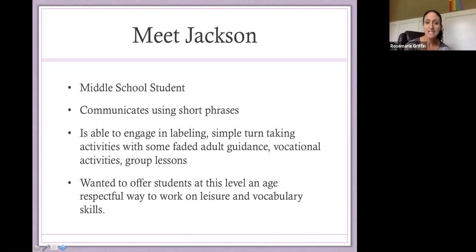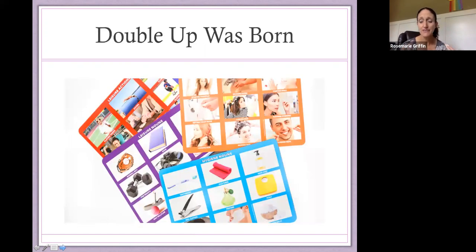They engage in vocational activities, group lessons, cooperative group lessons. I wanted to offer students at this level an age-respectful way to work on leisure and vocabulary skills. I have been working with older students for quite some time. I have a range of students, but a bulk of my students are in middle school and high school. And if you really look at what's in the marketplace right now for students, I was having a really hard time finding stuff that was, number one, age respectful, meaning that they were real life pictures. And number two, that was up to date and current.